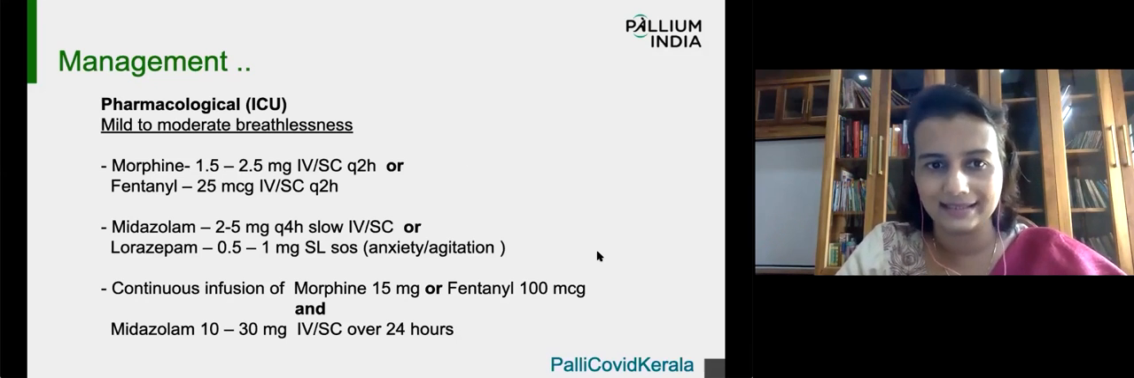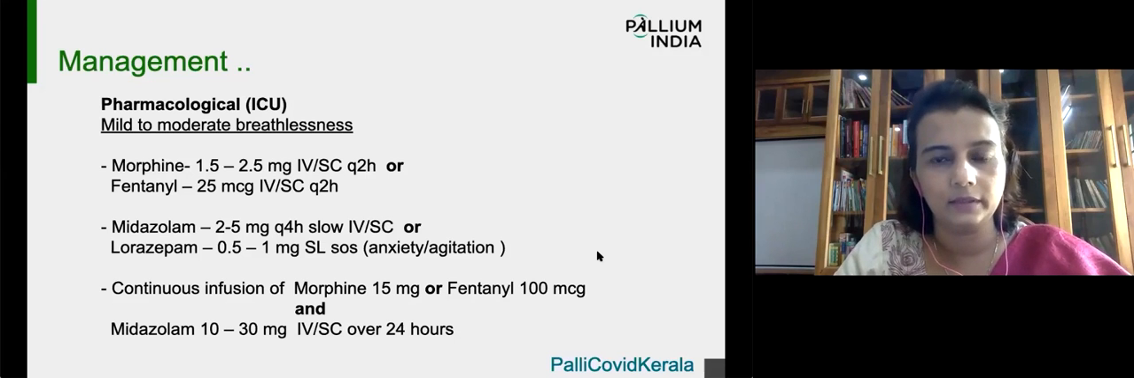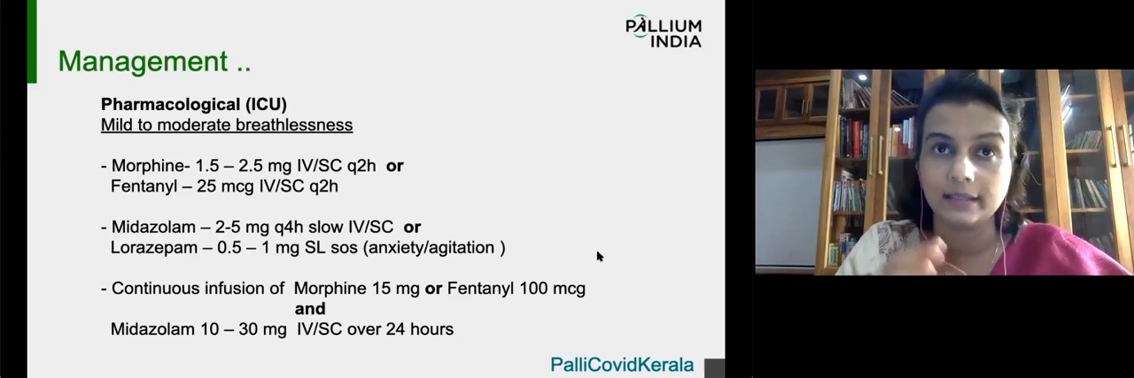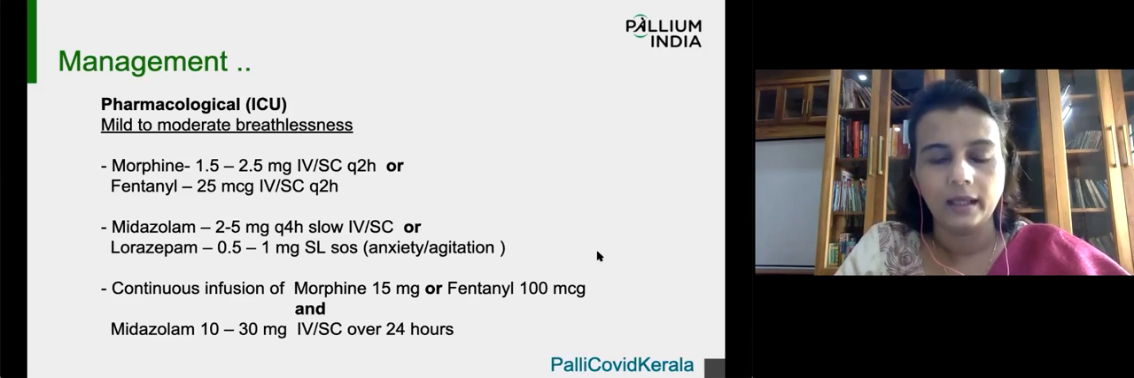So what we have suggested in the algorithm is to go with parenteral opioids, and we have given a dosage of morphine 1.2 to 2.5 milligram IV or subcut 2 hourly. We've also given the option of fentanyl in ICU, because some ICUs prefer to use fentanyl, so we've given the dosage. Also, fentanyl can be used in the ward if the patient has renal failure. So fentanyl is a better choice for patients with CKD.